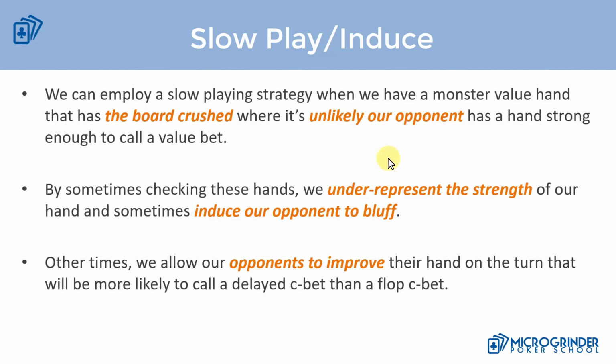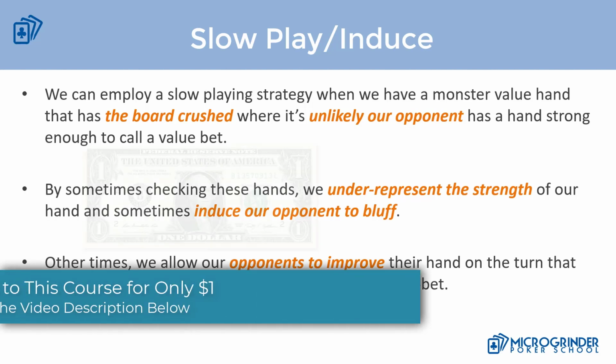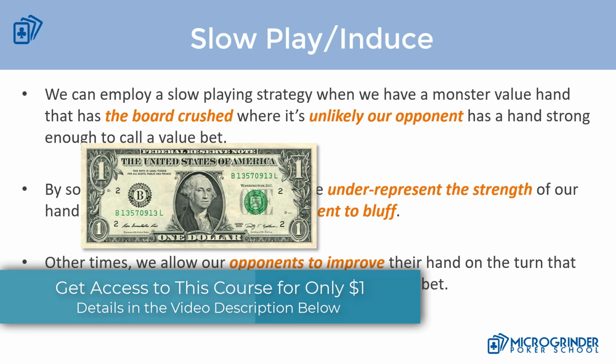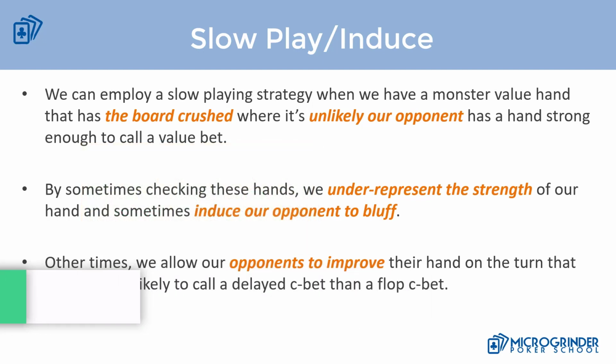So when would we look to slow play and induce our opponent? We can utilize a slow playing strategy when we have a monster hand that has the board crushed, where it's very unlikely that our opponent has a hand that's strong enough to call a value bet. This one's fairly straightforward, so I didn't put together example hands for it, but let's say that we flop a full house, or we flop top set on a really dry board, or we flop the nut straight on a really dry board, and it's very hard for our opponent to actually have a hand that's strong enough to call a value bet.